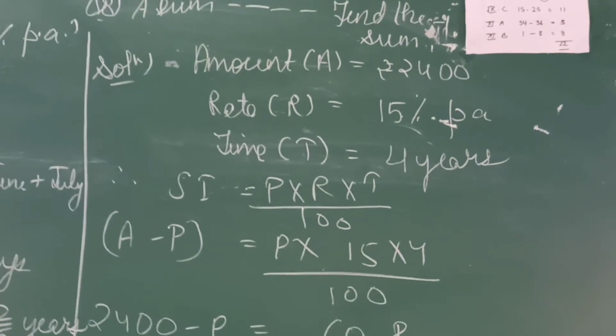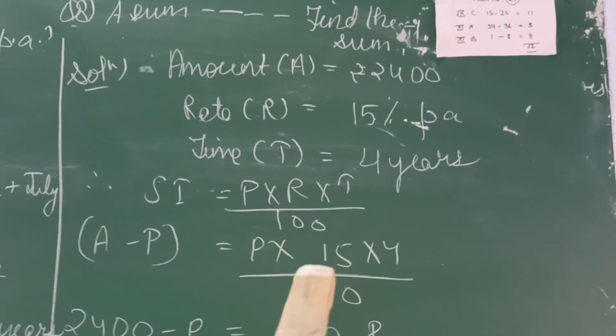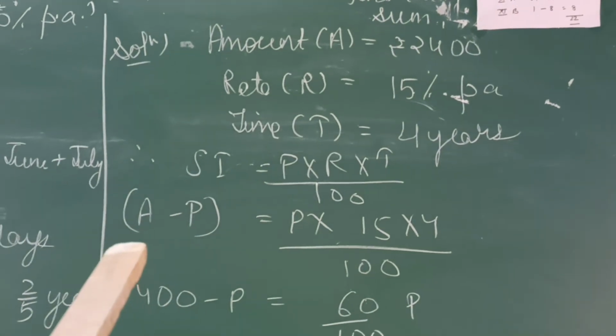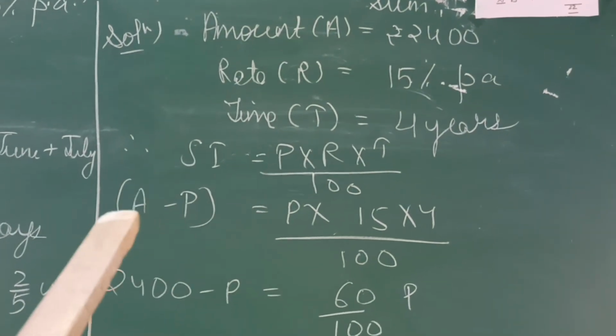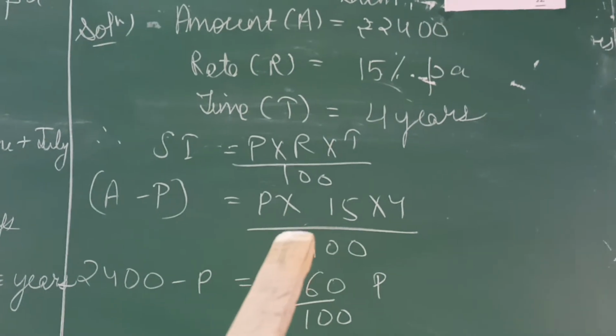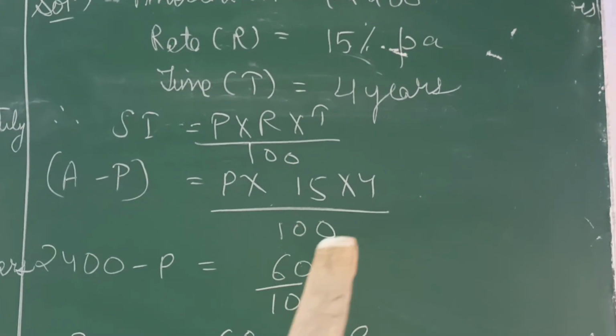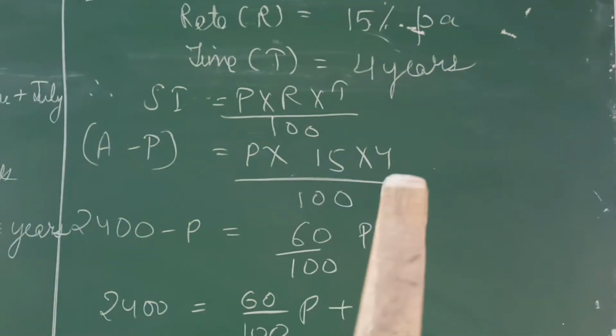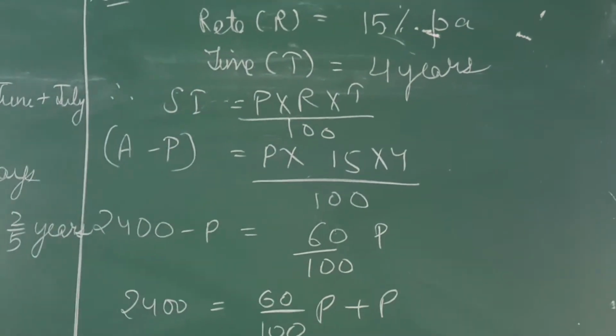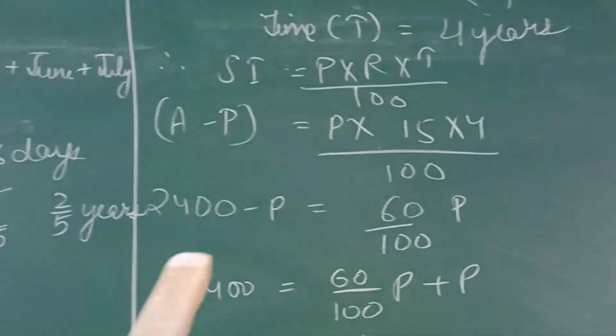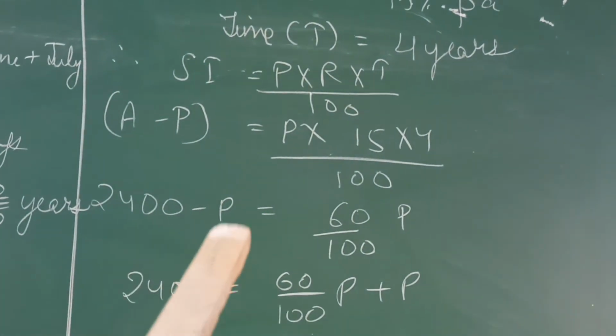We know the formula for SI. SI is P into R into T upon 100. In place of SI we can write A minus P. A is amount, P is principal. In place of P we don't know P. R we will write 15, time we will write 4 upon 100. That means 15 into 4 is 60, 60 upon 100 P we are getting. And in place of A you will write 2400, 2400 minus P.